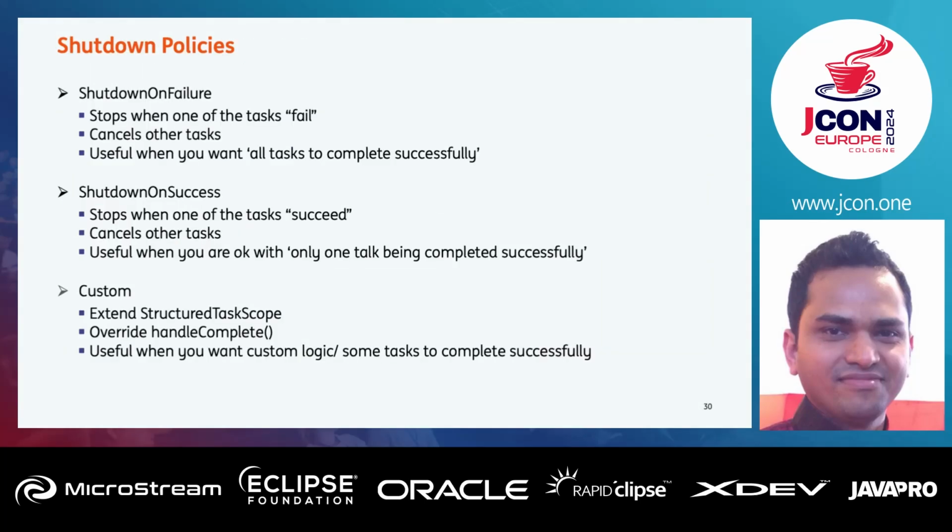Shutdown policies. So I did mention shutdown on failure and shutdown on success. You use shutdown on failure when you want all the subtasks to be finished, and shutdown on success when you want one of them to be finished. But what if you want something different than that? You have subtasks where you want a combination of these tasks to be finished, and the others are optional. You can create your own shutdown policy as well by extending structured task scope. So if you want a custom shutdown policy, you extend structured task scope, and then you override the handle complete method to provide your implementation there.